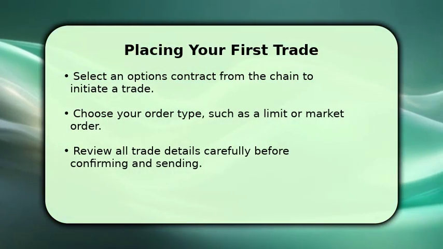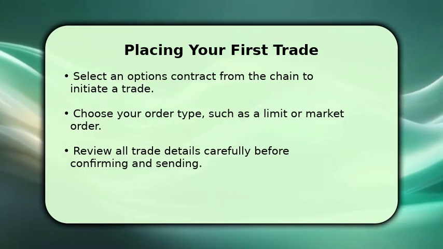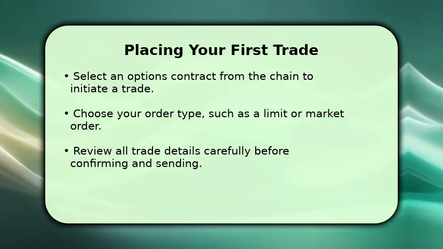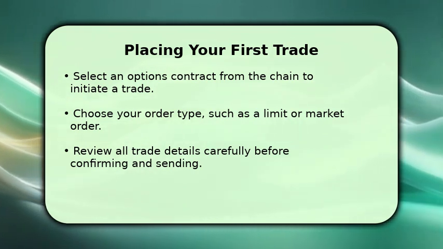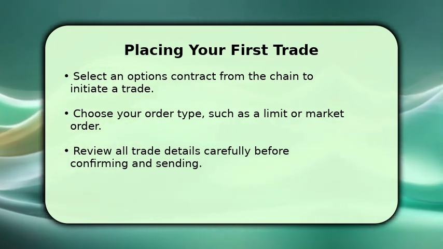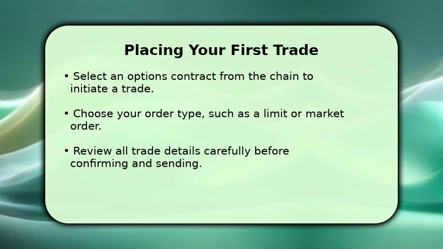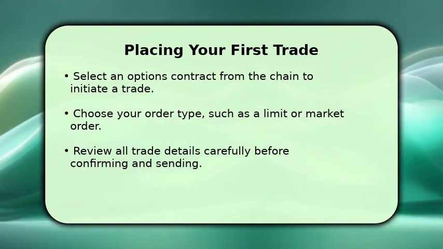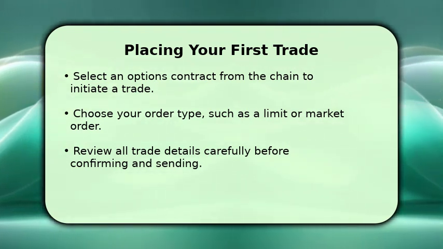To place a trade, simply click on the bid or ask price of your chosen options contract within the chain. This will open an order entry window. You can then select your desired quantity, typically one contract representing 100 shares, and choose an order type like a limit order to control your entry price. Always review your order thoroughly before sending it.